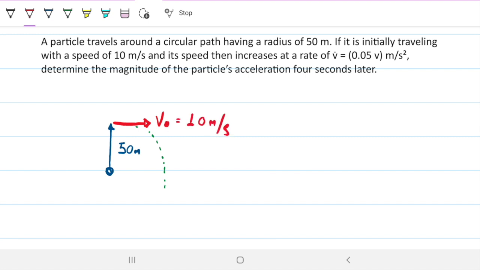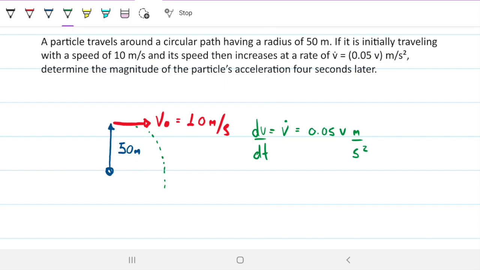The hardest thing on this question probably is not hard at all, it is just understanding what they're saying when the speed increases at a rate of 0.05 velocity meters per second squared. If we just look at the units, we see this is a unit for acceleration. It's also the rate of increase in speed, which is the definition of acceleration. The third thing that tells you that is this v dot here, which is just another notation to say dv dt.